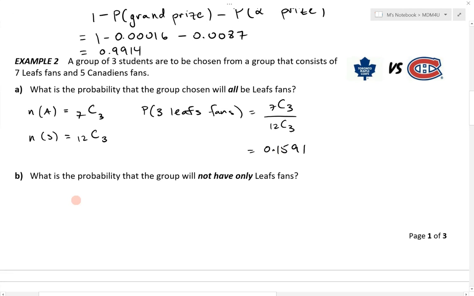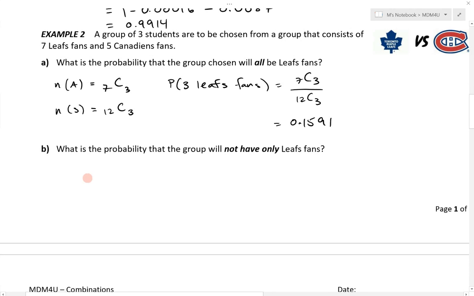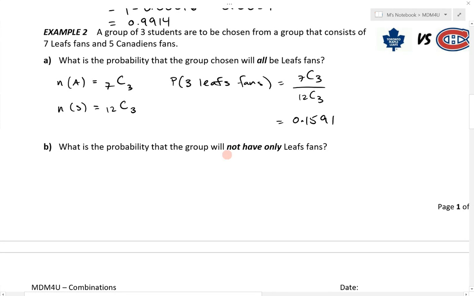Part B, what is the probability that the group will not have only Leafs fans? So again, when you see this kind of word not, generally that indicates the use of the indirect method. So I'm going to take 100% minus the probability that I only have Leafs fans.